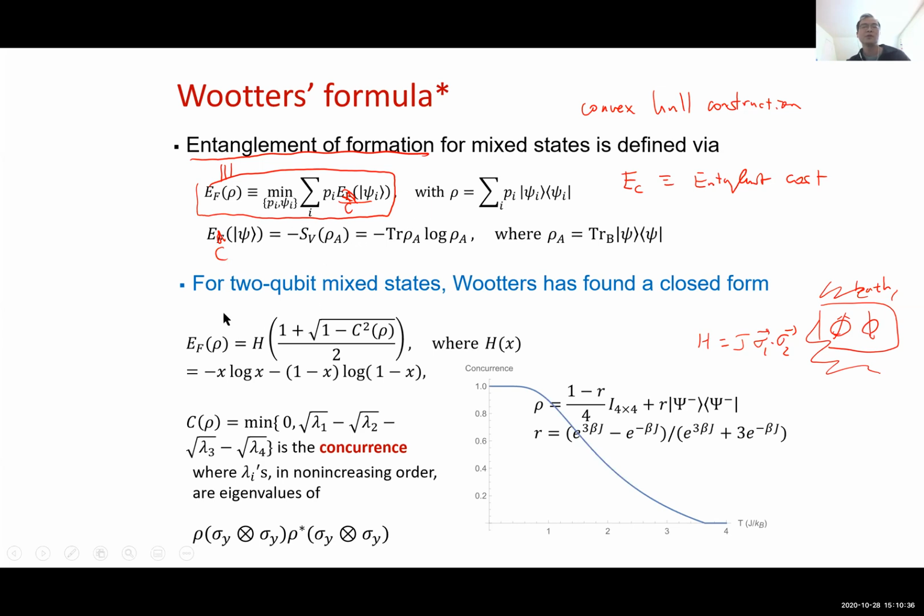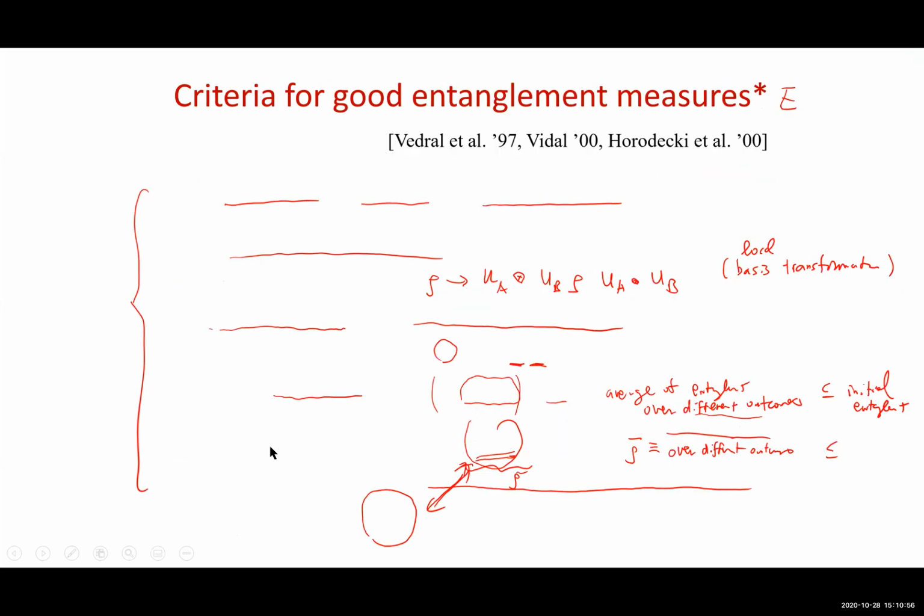But it was really a sort of success when Wootters proved this formula, right? Now it's a formula, so you can just use that to quantify entanglement.